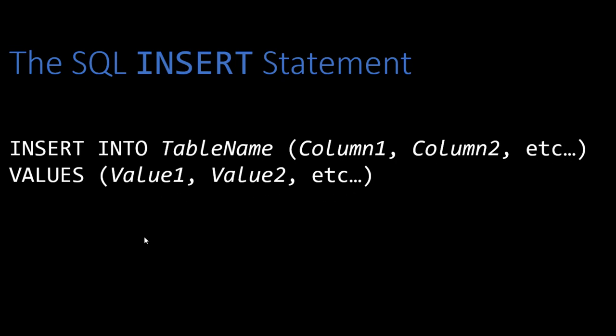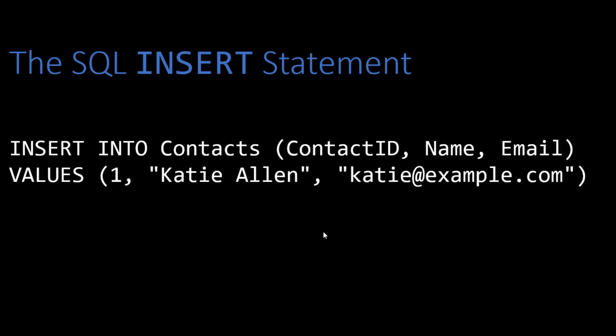And the way that the statement works is that value 1 will be inserted into column 1, and value 2 will be inserted into column 2, and so forth. So after this statement executes, we will have a new row inserted into our table, and these values will be inserted into the corresponding columns. Now here's an example of how we're going to insert the first new row into our table.